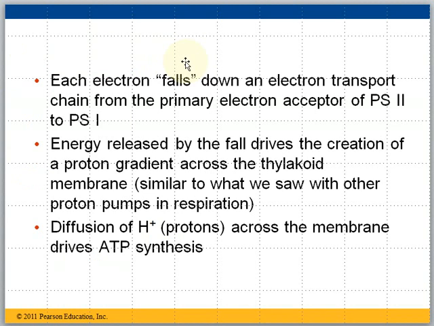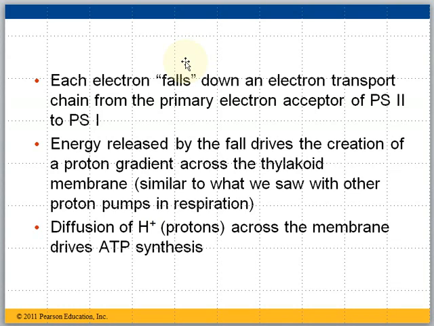Those electrons that were captured in the PS2 photosystem are now going to fall down an electron transport chain from PS2 to PS1. And we're familiar with an electron transport chain. We've already seen that in respiration. It's what drove the proton pump, basically, so that it would increase the membrane potential. And then that allowed for ATP synthase to run as those hydrogen ions were passing through.